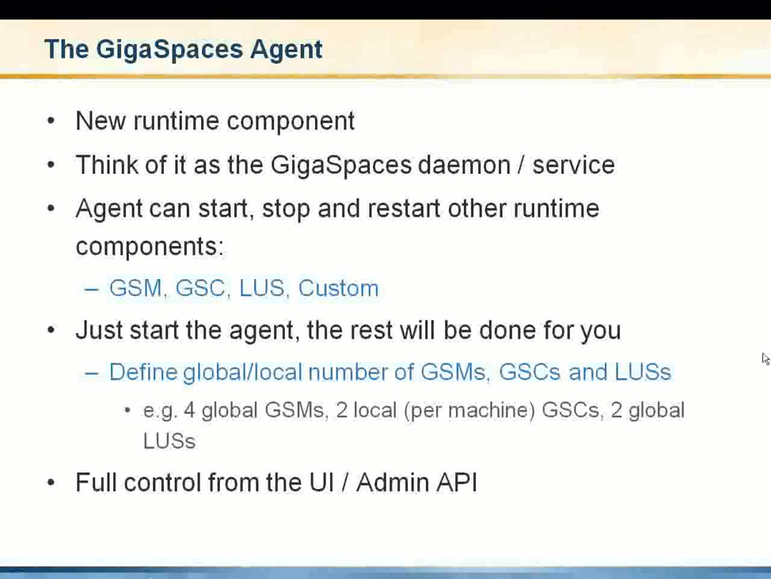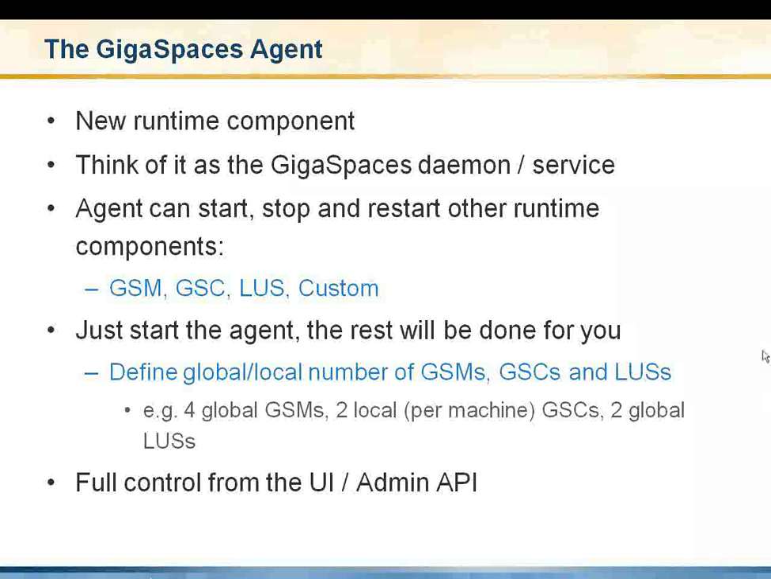One of the ways that the GigaSpaces agent works is that it forks processes, and processes in the agent world come in two types. The first one is a local one, which is basically local to the agent itself. Typically, the local process is the GSC, and by default we start two GSCs. The other type of process that we fork is a global one, which is really nice because it adds another level of high availability to the system.